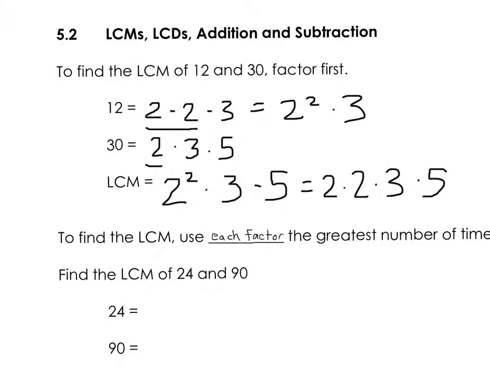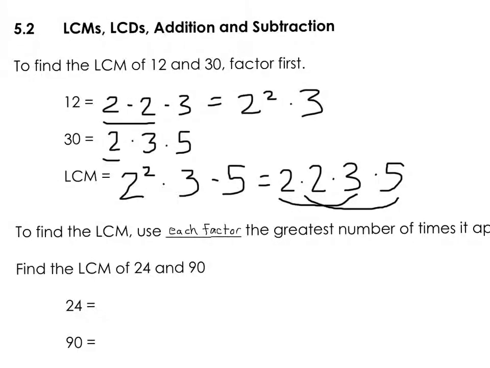So we have found the least common multiple, the smallest number that both 12 and 30 will divide evenly into. We know that 12 will divide into it because 2 times 2 times 3 is 12. We know that 30 will divide evenly into it because 2 times 3 times 5 is 30. So, what is our least common multiple? 2 times 2 times 3 times 5? 60.